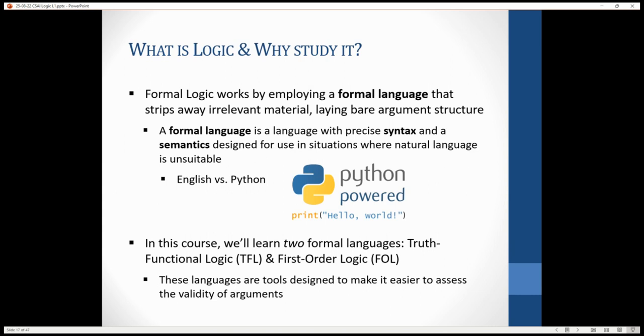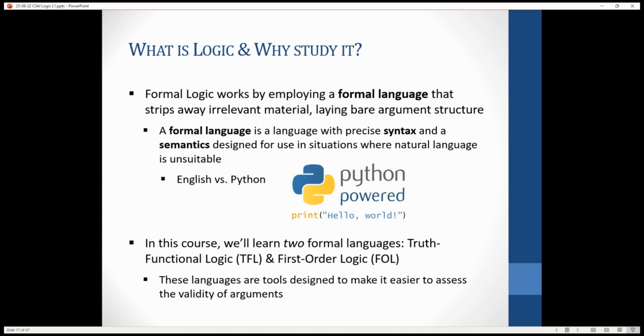Formal languages are going to be things like the stuff we learn. Coding languages are often formal languages. They have very specific syntax and semantical structures. The idea is to eliminate ambiguity. Contrast English versus Python. English is a natural one. Python is, in some sense, a very good formal language.